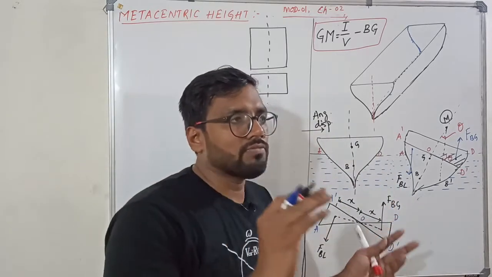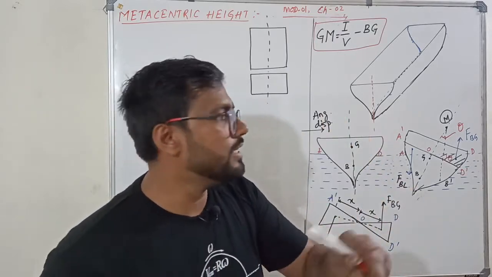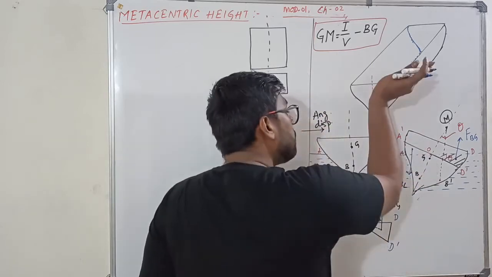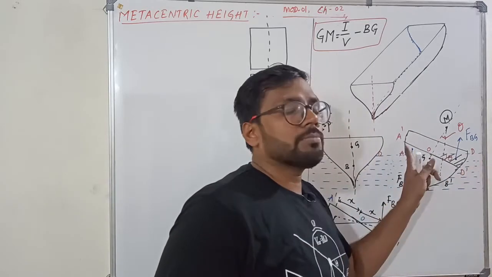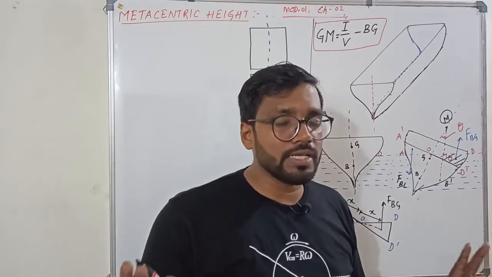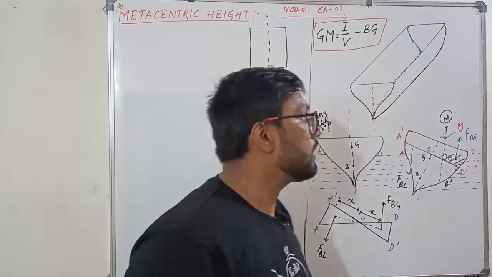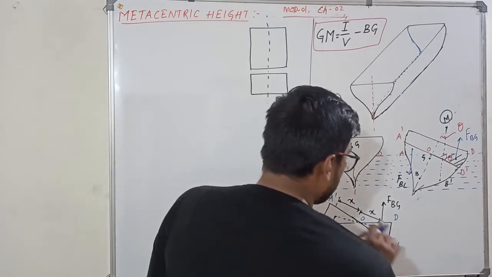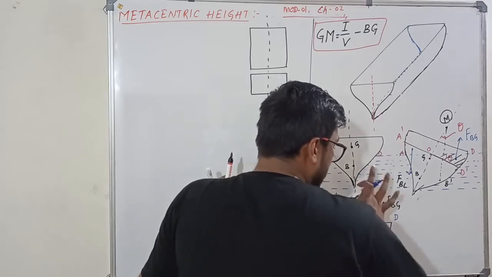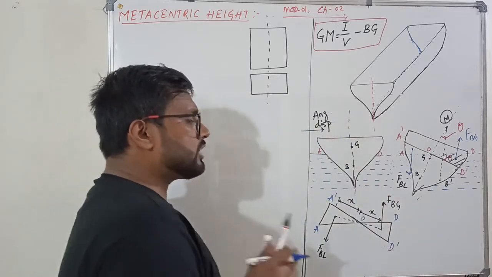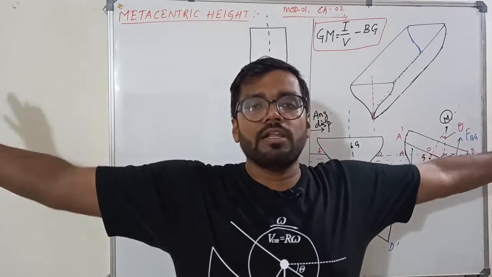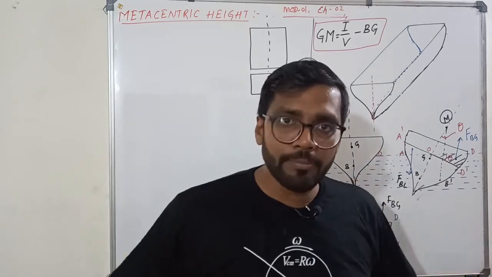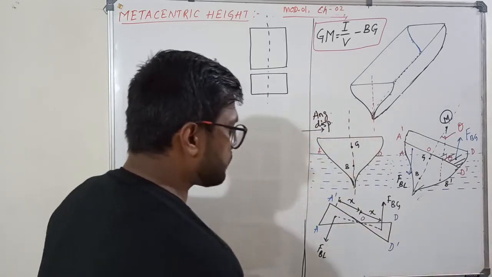Needless to say, after the angular displacement, after the tilt, DOD prime has come below the water and AOA prime has come above the water. These two wedge shaped prisms are equal, very similar. Okay, understood? So what will be the couple if these two are forming a couple? FBG and FBL. Sir, is their magnitude the same? Exactly. FBG equal to FBL. Both of their magnitudes are the same. Good.